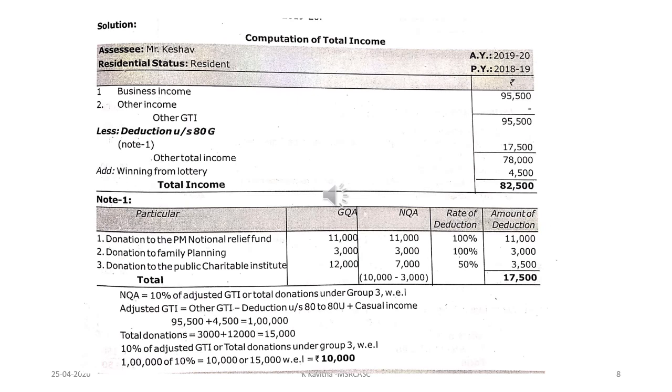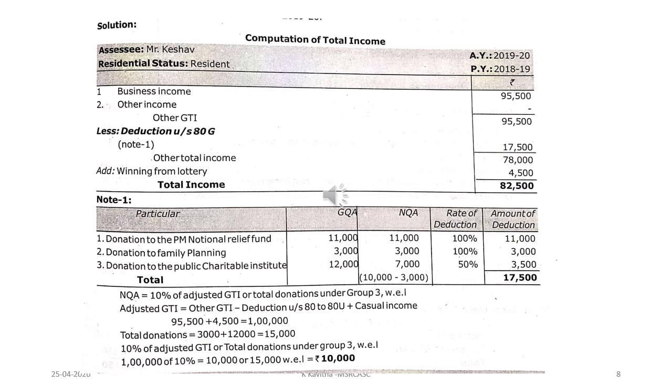Look at the answer. His business income is 95,500 and we have to add if there is any other income. It is clearly given only winning from lottery. Winning from lottery is nothing but casual income. So casual income we will not add to gross. We will add it at the end after giving the deductions. So your gross total income stands at 95,500. Out of this, deductions under 80G we have to calculate.